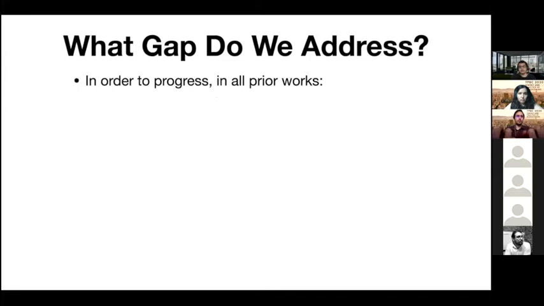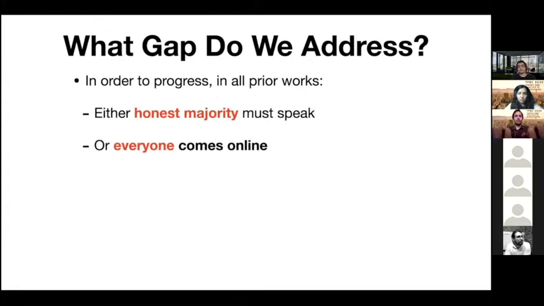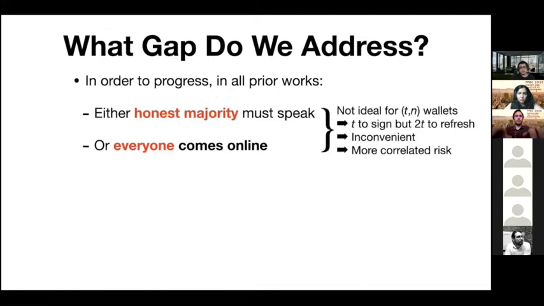In all prior works, in order for the system to progress, either an honest majority must speak and participate in the refresh protocol, or everyone in the system must come online, right? And this is not ideal for the threshold wallet case, is the case that we make. So if the wallet is configured to have T parties sign, but 2T to refresh, it's somewhat inconvenient because there's a reason why you pick these parameters. It may be inconvenient to have twice as many people come online.